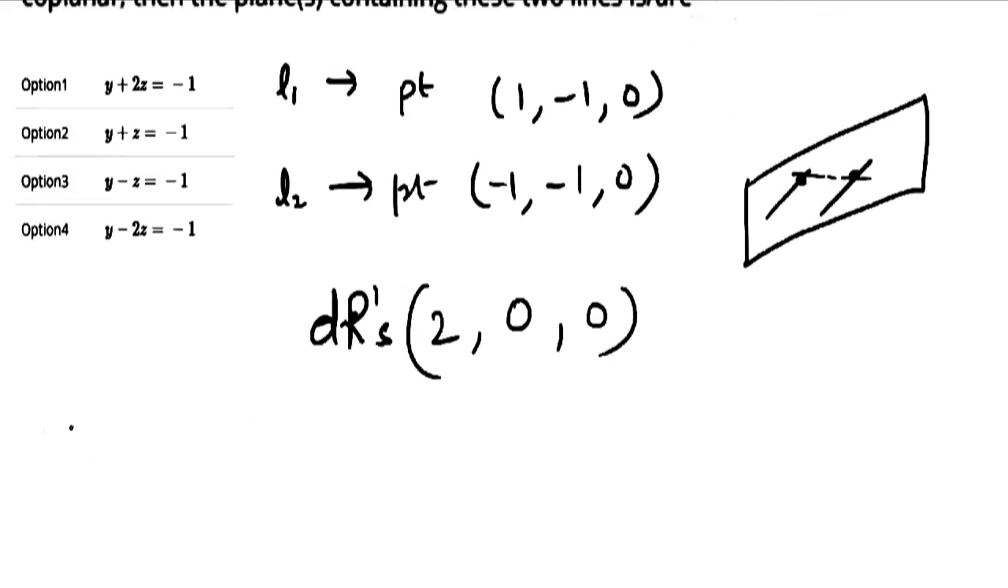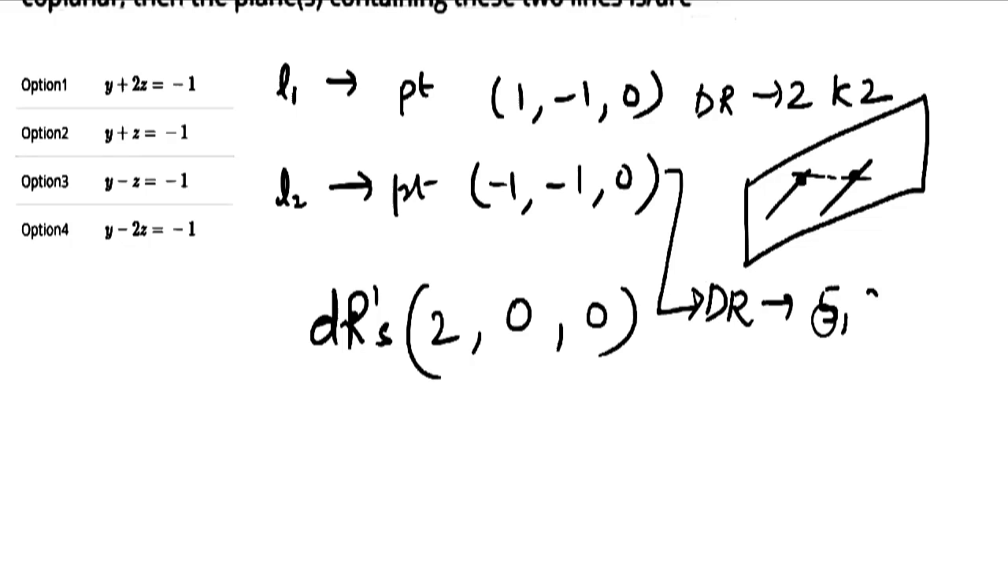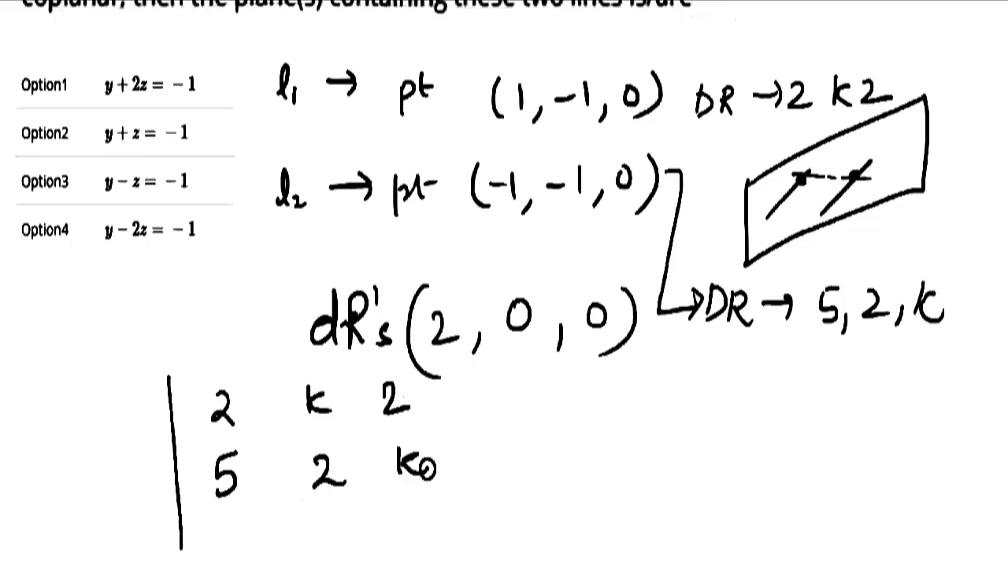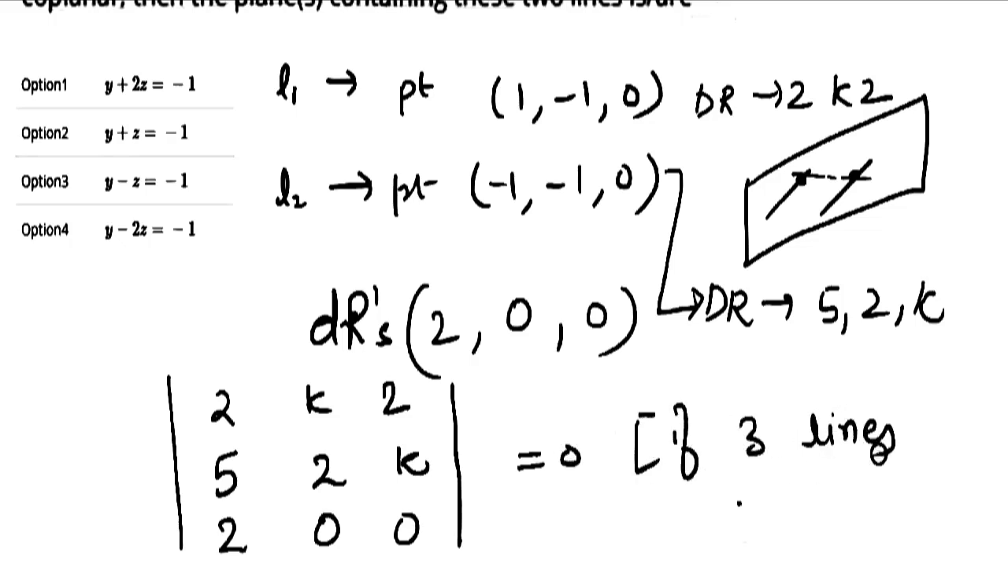Now we know that 2, k, 2 are the direction ratios of the first line, and the direction ratios of the second line are 5, 2, k, and for the third line we have found the direction ratios as 2, 0, 0, right? So we will put them into the formula and get the determinant with rows 2, k, 2; 5, 2, k; 2, 0, 0. And this should be 0 if the three lines are coplanar, right?